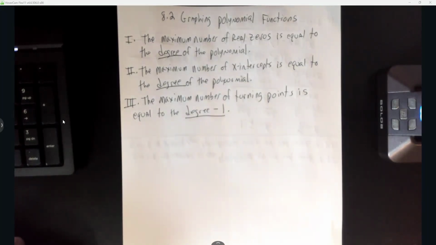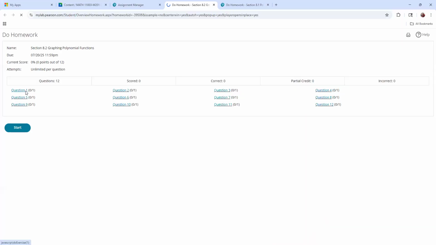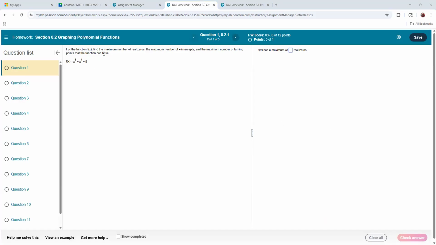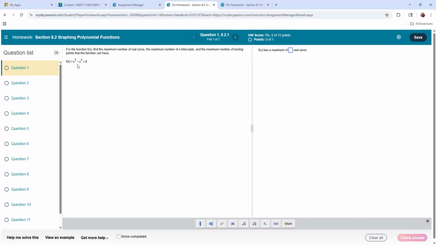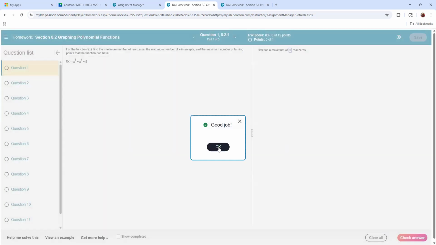So I'm going to go to our homework and hit number 1. Alrighty, y'all. So for the function, find the maximum number of real zeros, maximum number of x-intercepts, and the maximum number of turning points. So y'all, for number 1, x to the 5th minus x to the 4th plus 8. What is the maximum number of real zeros? And Ben, you got it. It's 5, right? The highest exponent is 5. So that means it had a degree of 5. So you would check that answer.